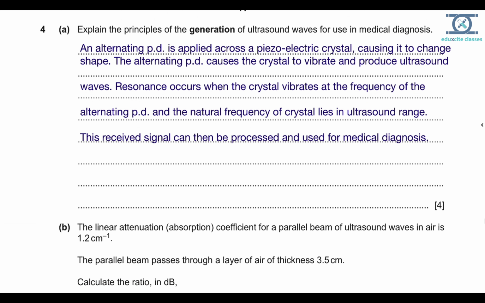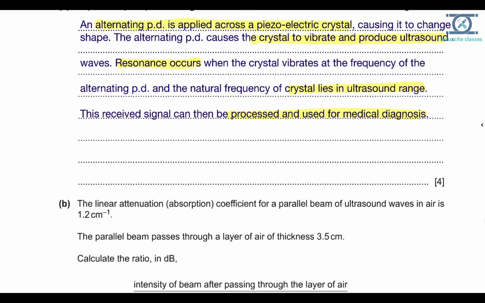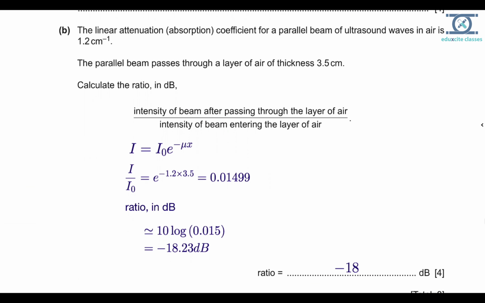The keywords are: potential difference is applied across the piezoelectric crystal, causing its shape to change and the crystal to vibrate and produce ultrasound. Resonance occurs, that is the condition you have to show, which lies in the ultrasound range, and the received signal is processed and used for medical diagnosis. Okay. Now the next question.